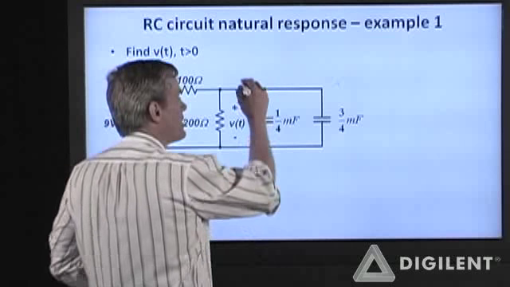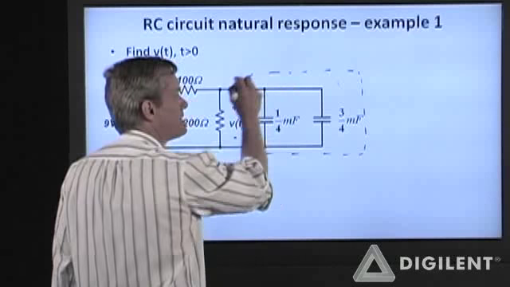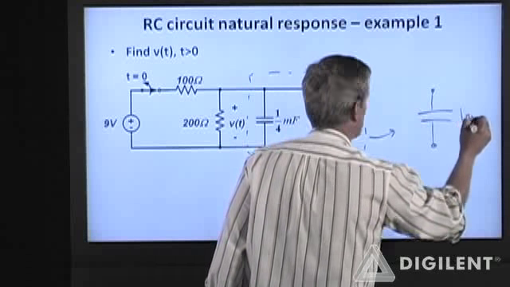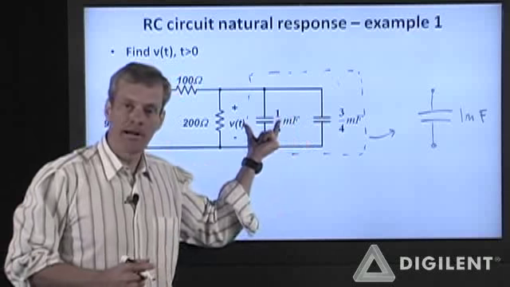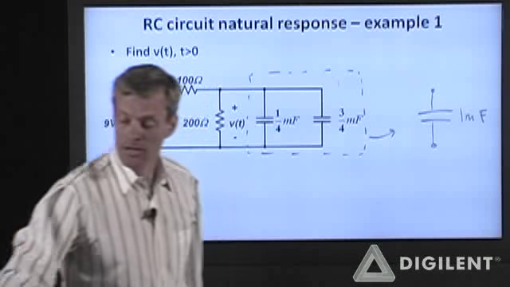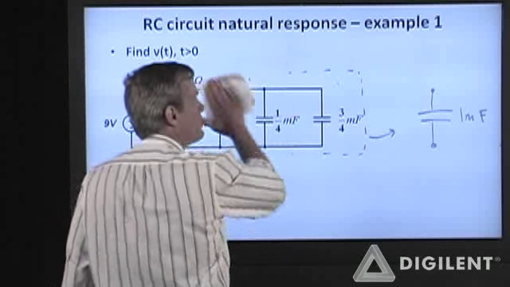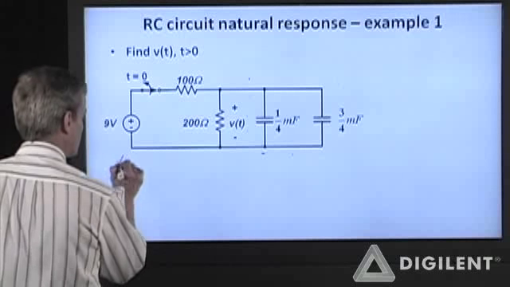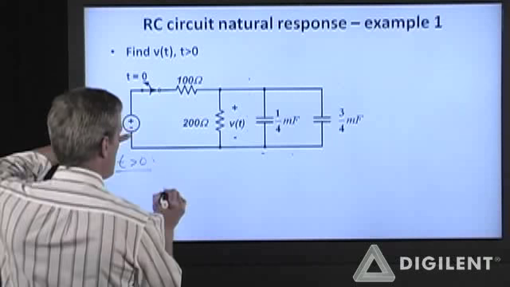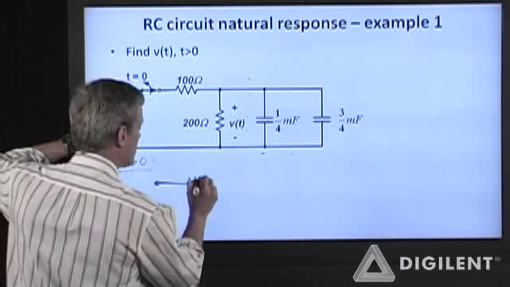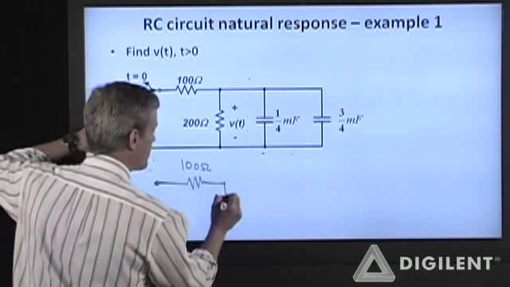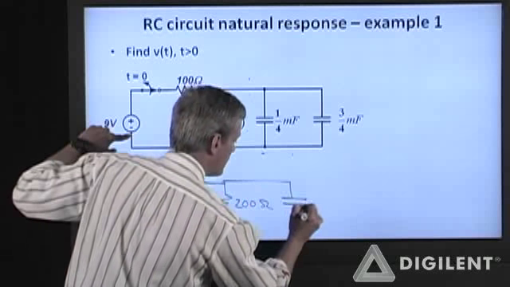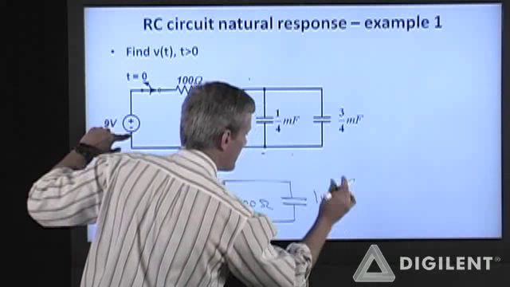So these two capacitances become a single 1 millifarad capacitance, because capacitors in parallel add directly. Okay? So for times t greater than 0, I can redraw this circuit as an open circuit with a 100 ohm resistor, a 200 ohm resistor, and a single equivalent 1 millifarad capacitor.